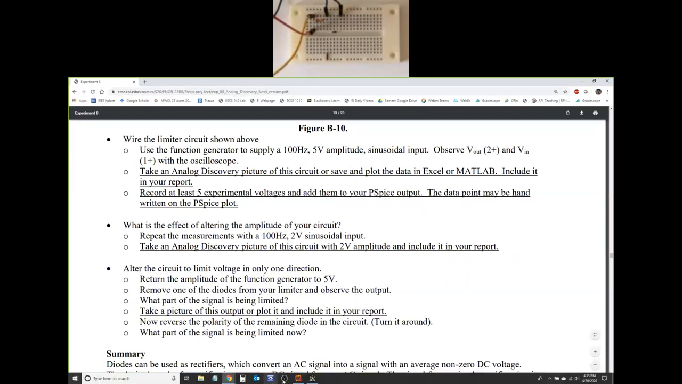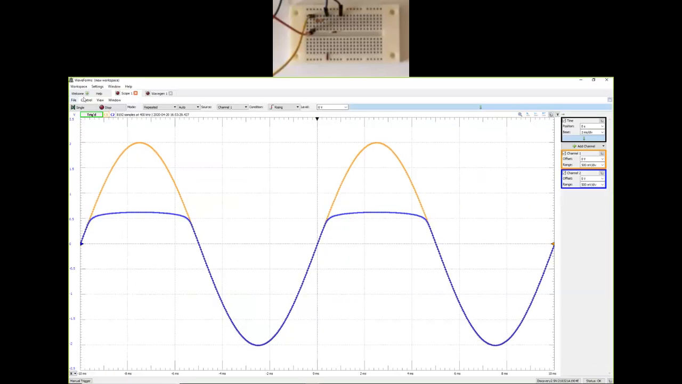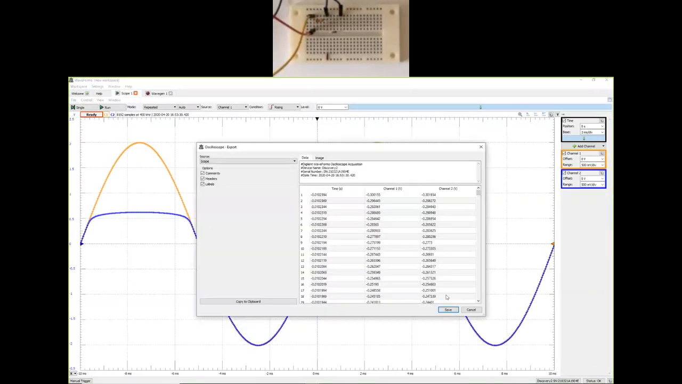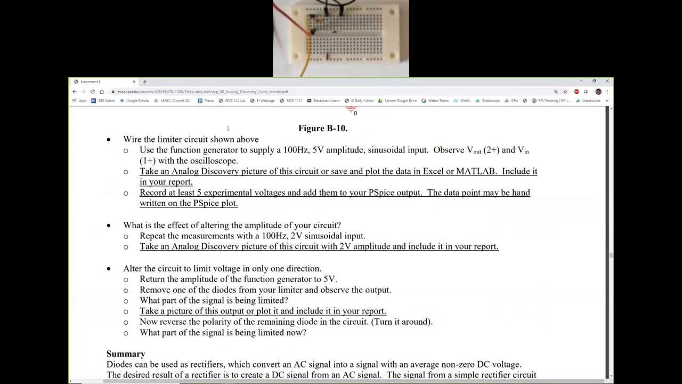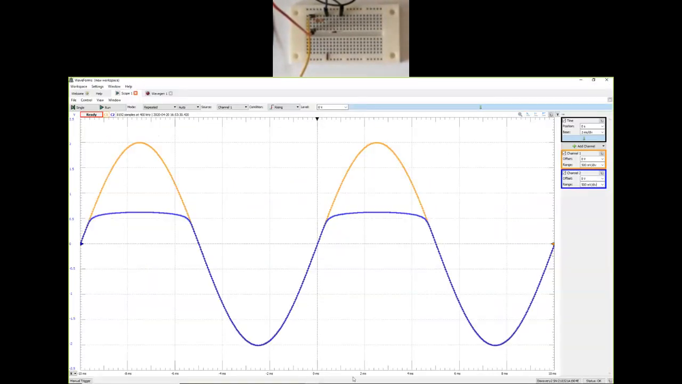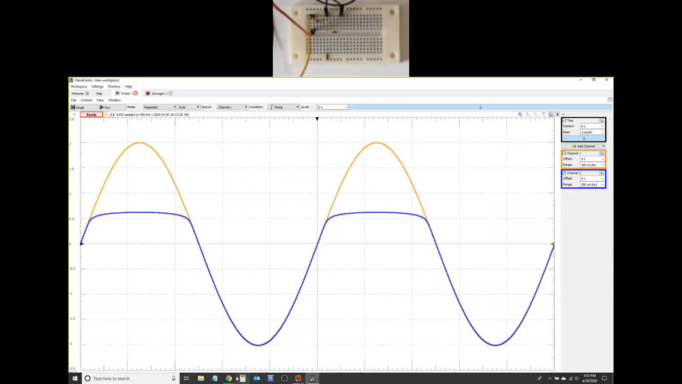Sure. File, export. Yeah. So this is, oh, this is 2 volts, but that's fine. For 2 volts is the same thing as 5 volts. So figure B10, 2 volts. Remove D2. Save. Sure. Okay. So we'll save that.